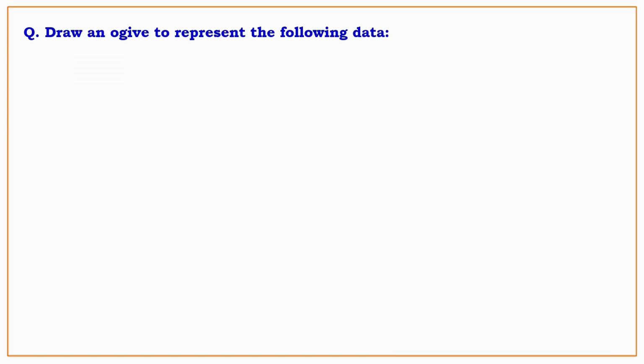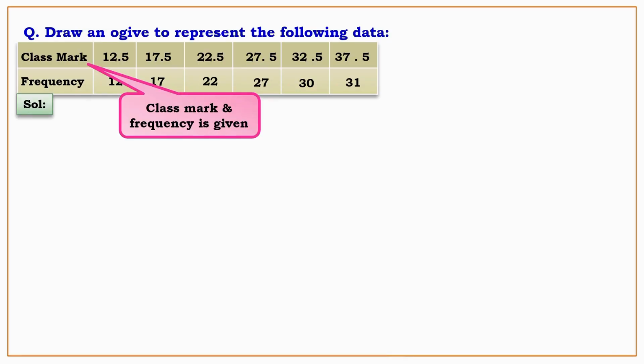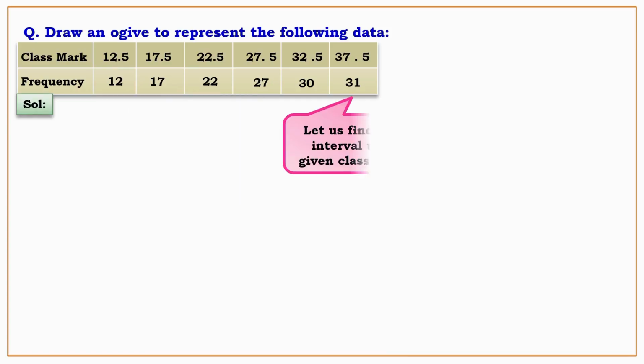Now, the next question is: draw an ogive to represent the following data. So here class mark is given and frequency is given. Class mark and frequency given means we need to find the class interval. We know that class mark is the midpoint of all the classes. So let us find the class interval using the given class marks.